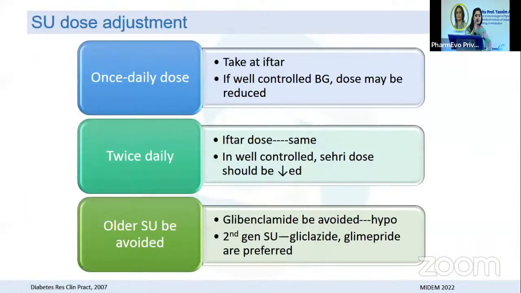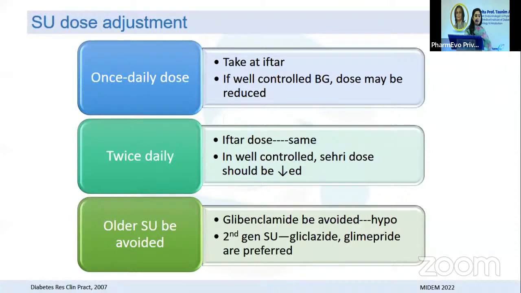We all know that sulfonylureas are the insulin secretagogues, and they have potential for causing hypoglycemia, especially older generation sulfonylureas like glibenclamide. So you have to adjust the dosing of sulfonylurea a little before Ramzan. If the patient is taking it once daily, advise them to take it at iftar. If blood glucose is well controlled, the dose may be reduced.